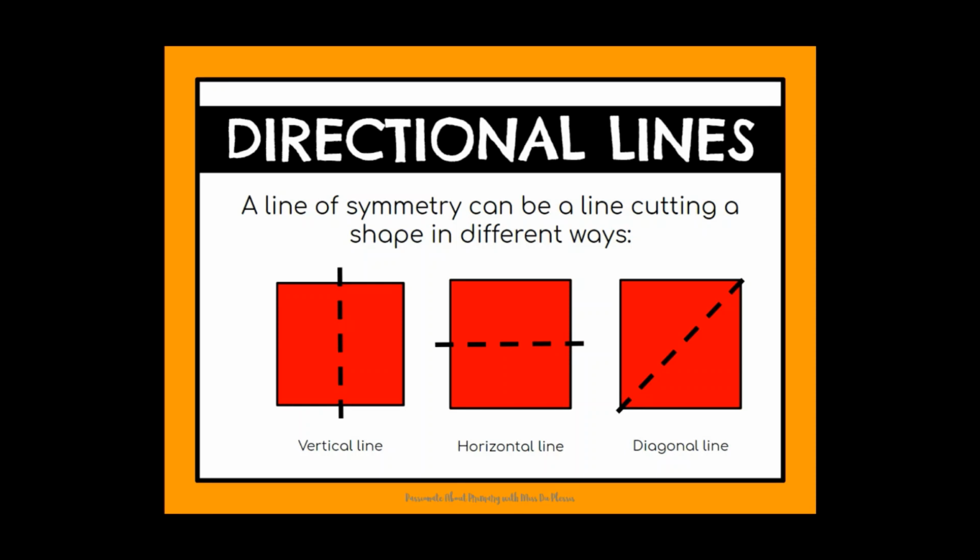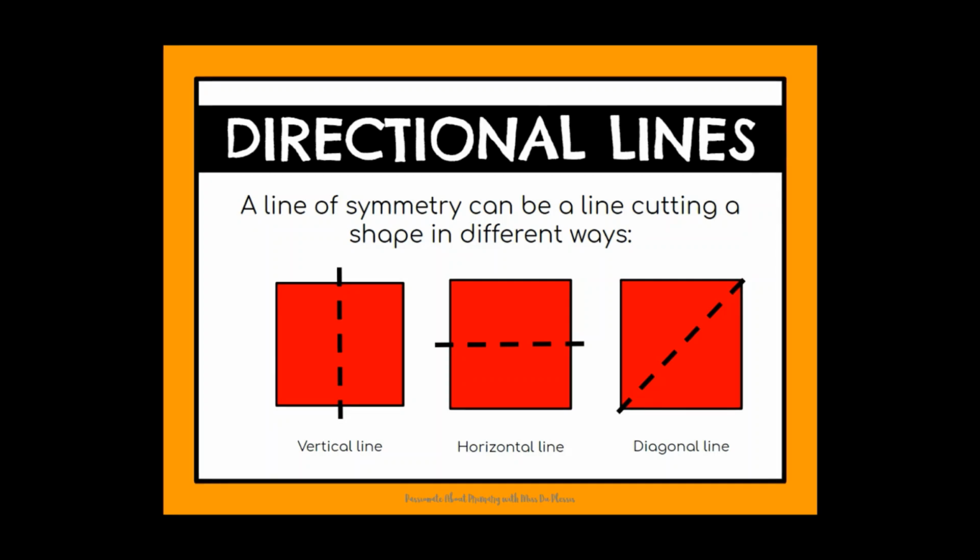A line of symmetry can be a line cutting a shape in different ways. We're going to look at the different directional lines. Firstly, we have a line going from top to bottom. This is a vertical line. Then we have a line going from left to right. This is a horizontal line. Finally, we have a line going from the top corner to the opposite bottom corner. This is a diagonal line.